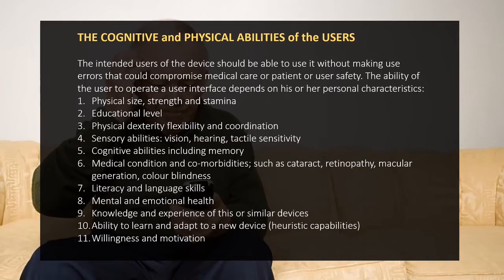Sensory abilities like vision, hearing, and tactile sensitivity. Cognitive abilities, including memory. Can they track through a series, a process of a sequence of events? And there are specific devices that are designed for specific medical conditions, so it's got to be considered. So things like vision impairment with cataracts or retinopathy or macular degeneration or color blindness. Each of those different conditions will provoke a different response in terms of what the GUI is all about.